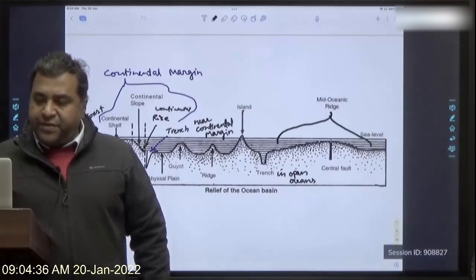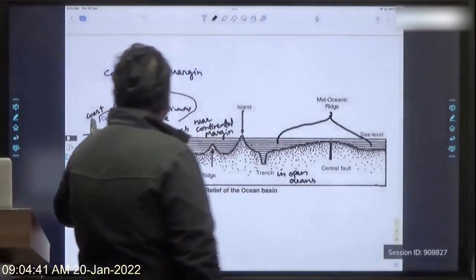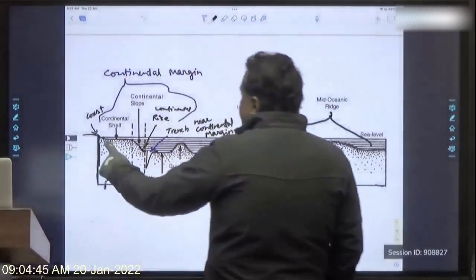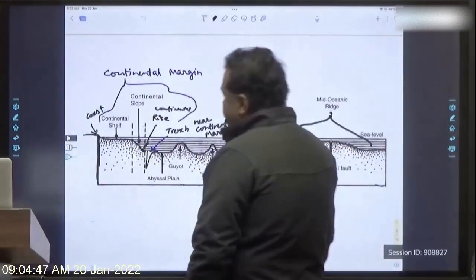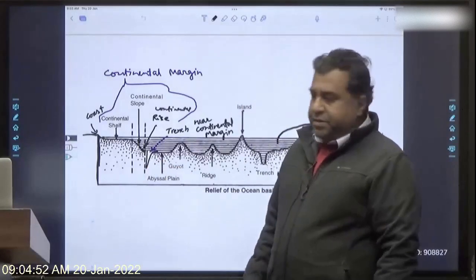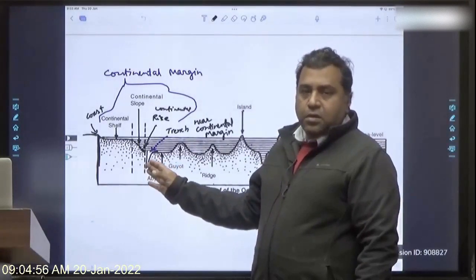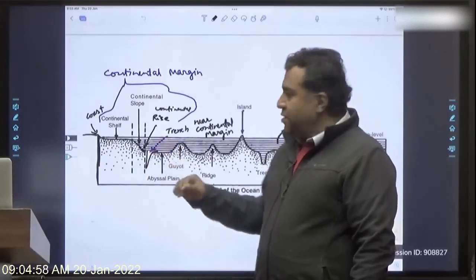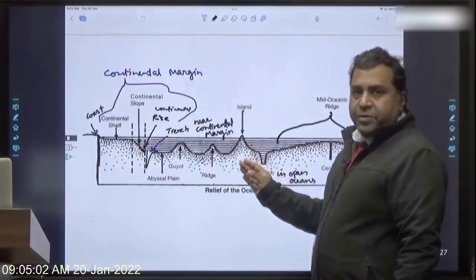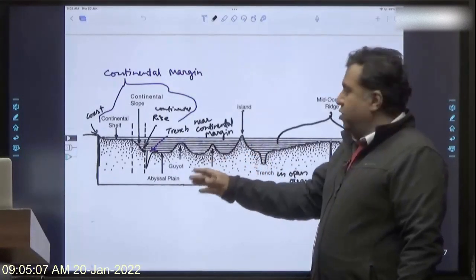So basically we understood that we had the continental margin region, and in this region we had the continental shelf, continental slope, and continental rise. Then we also saw that we have two types of trenches. One is the trench near the continental margin, and another trench that we had away from the continental margin, in the open deep ocean. So these were the two types of trenches we saw.